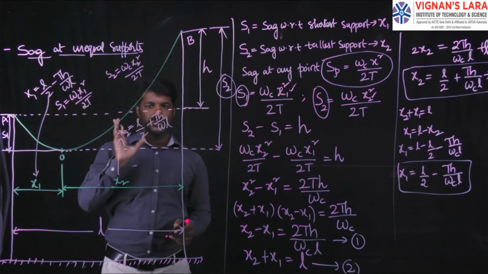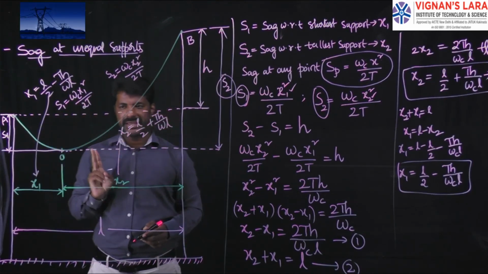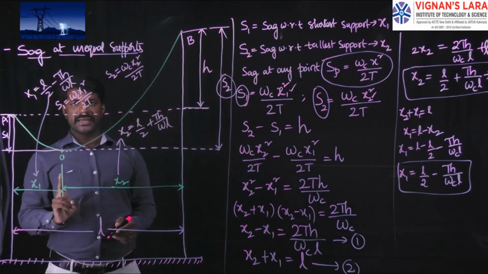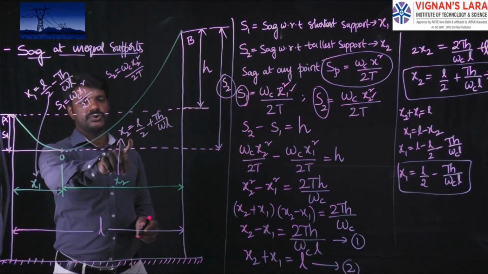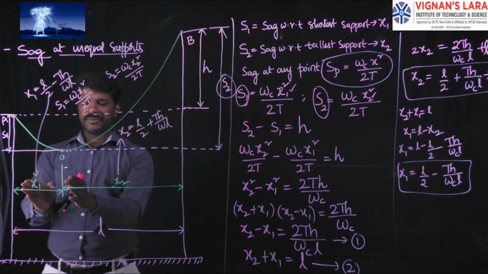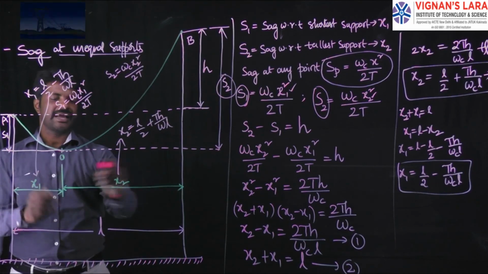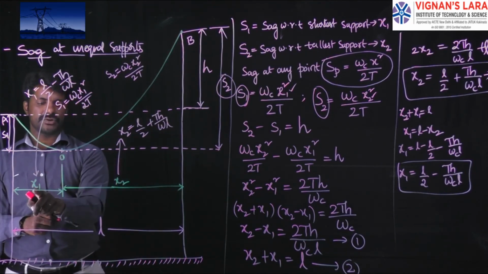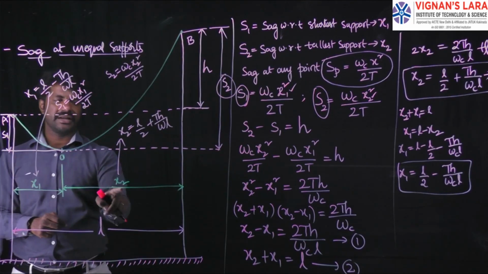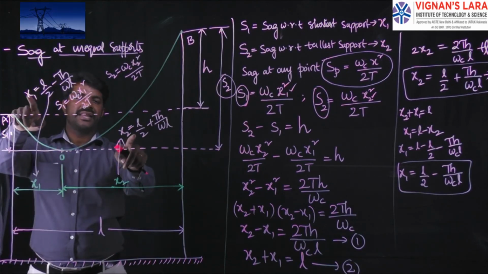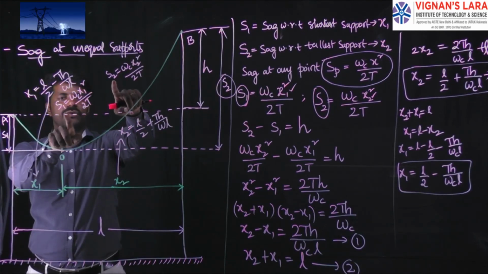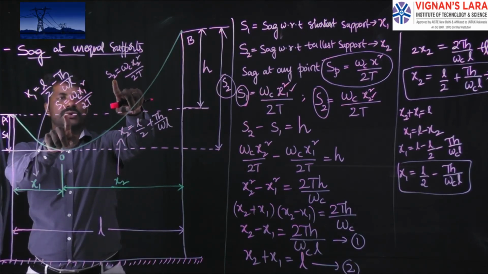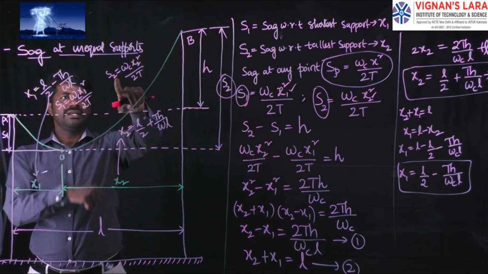So only two sequences of steps are identified here. First of all, calculate x1 and x2, that is the distances between the support levels and the lowest point of the conductor. After getting x1 and x2, substitute in our known formulas of sags to get the values of S1 and S2.